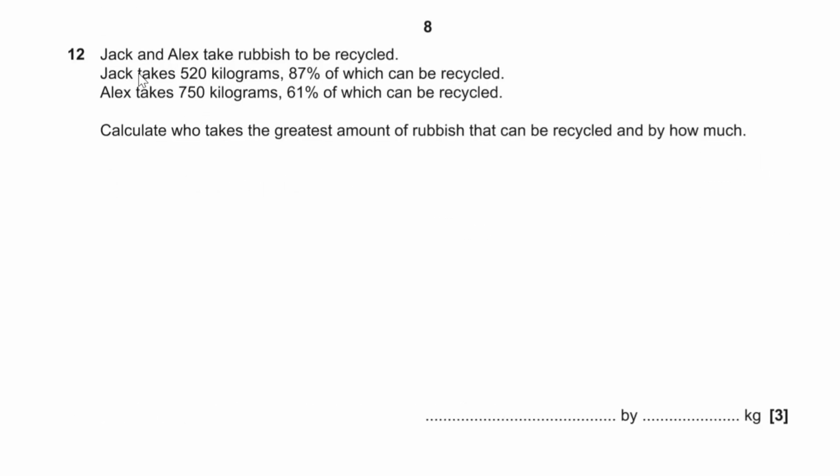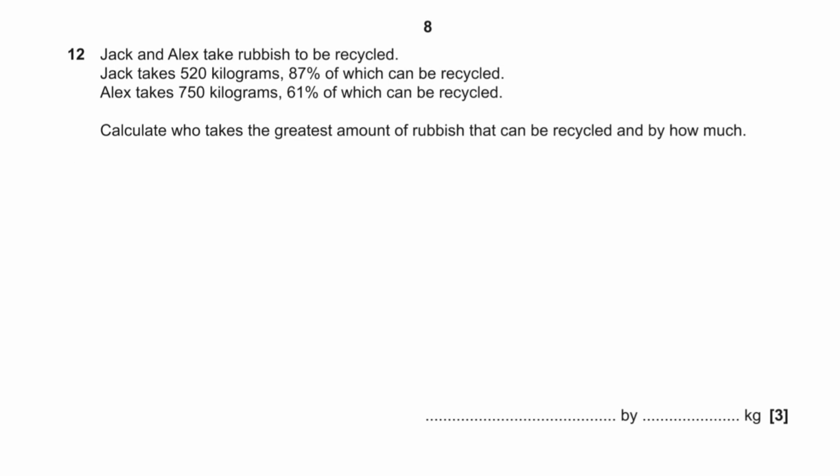Question number 12. Jack and Alex take rubbish to be recycled. Jack takes 520 kilograms, 87% of which can be recycled. Alex takes 750 kilograms, 61% of which can be recycled. We have to calculate who takes the greatest amount of rubbish that can be recycled, and by how much.